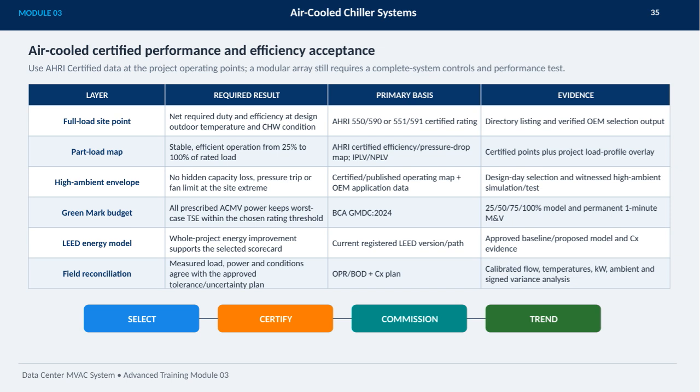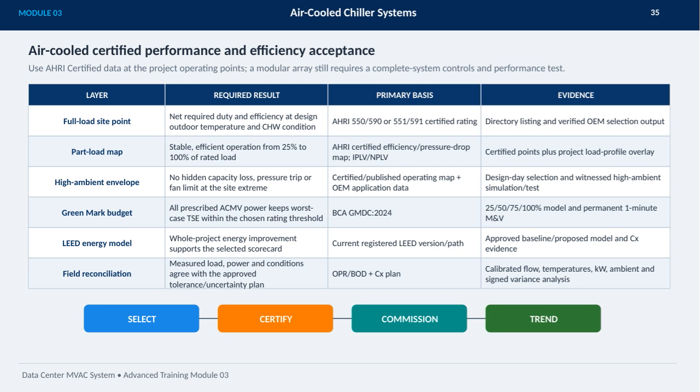We start with a full-load site point, focusing on the net required duty and efficiency under design outdoor temperature and chilled water conditions. This requires AHRI 550/590 or 551/591 certified ratings, verified through OEM selection outputs. For part load performance, stable and efficient operation across 25% to 100% rated load is key, supported by AHRI's certified efficiency and pressure drop maps, plus project load profile overlays.